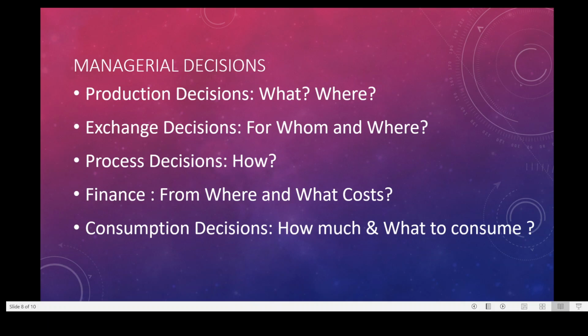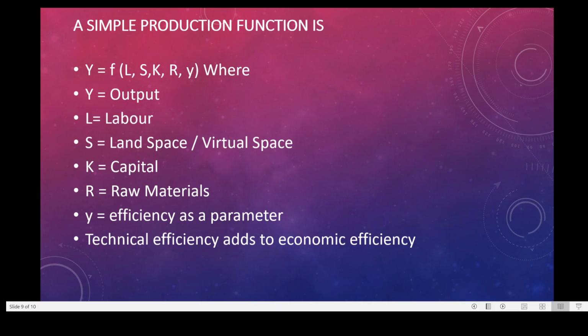So it all boils down to production decisions: what, where; exchange decisions: for whom, where; process decisions: how; finance decisions: from where and at what costs; consumption decisions: how much and what to consume. So this input-output relationship we can capture in a simple production function, where Y is a function of land or space, labor, capital, raw materials, and efficiency parameter.